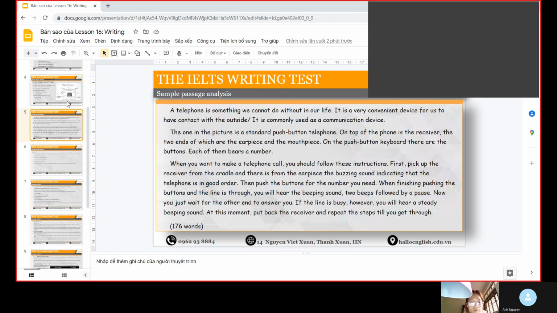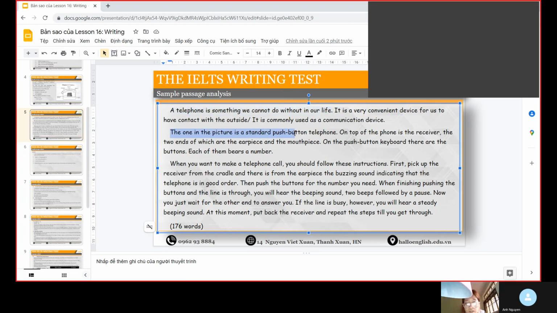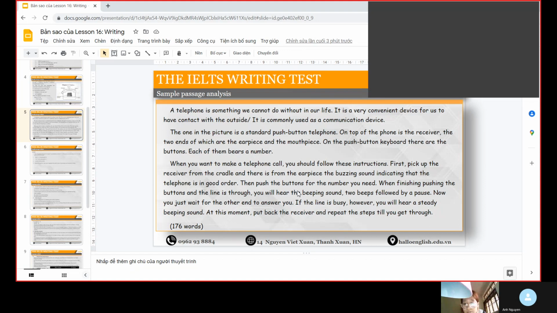Next, for the third question, how it works. And here's how they describe it. When you want to make a telephone call, you should follow these instructions. Please remember that at the beginning of every paragraph, you will have to write a proper beginning sentence. This sentence will connect with the beginning sentences of the other paragraphs, and also gives the judges, the readers, the vision of what they will read in the paragraph.